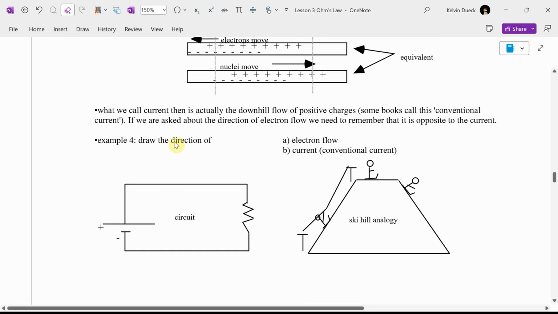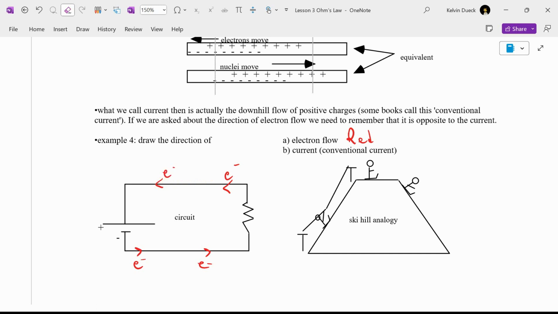So example 4 says, draw the direction of the electron flow. I'm going to do that in red. Electrons would flow in this direction. They would flow counterclockwise. In my ski hill analogy, I'm not going to write this down, look up. They'll be flowing uphill. Skiers will be going up the ski run and then riding the chairlift down, which is just a tricky way to wrap our brain around it.